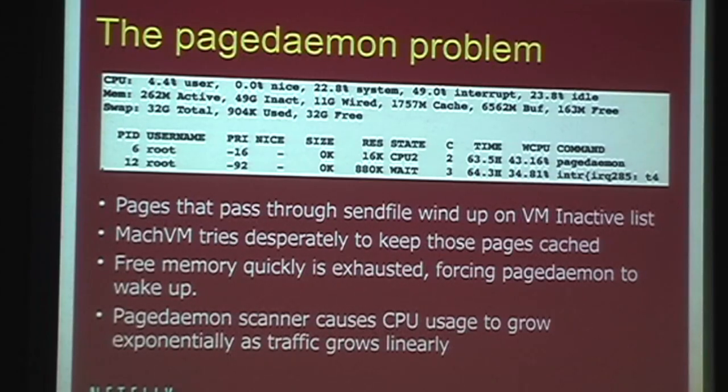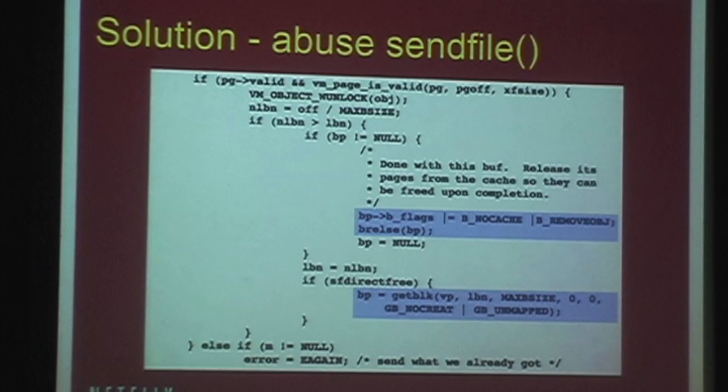So our solution was to abuse sendfile. What we tell sendfile to do with these highlighted code snippets here is basically disassociate the page from the VM very quickly, before we even send it down to the network stack. That way, by disassociating it from the VM and the VM object, as soon as that page is done on the TCP side of things, as soon as it's been ACKed by the client, it gets freed right away. It doesn't wind up in the inactive queue to be processed by the page daemon later on. This was a fantastic thing for us.